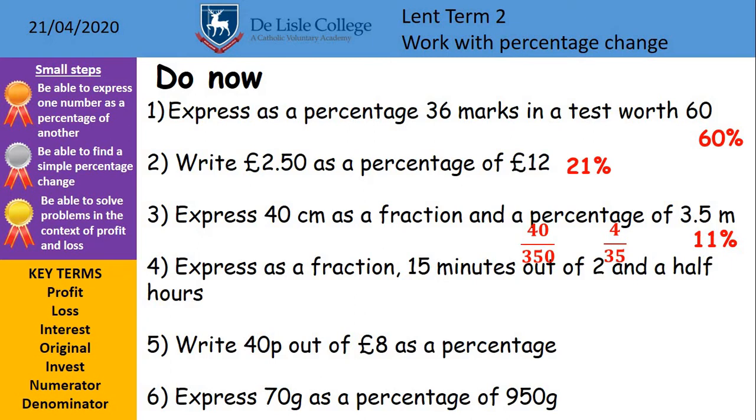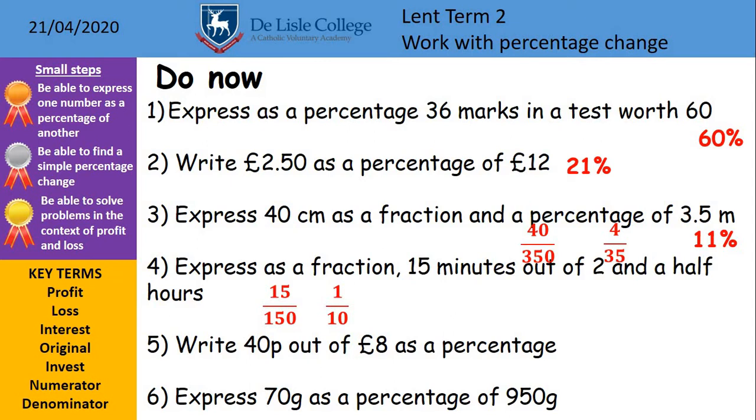Question 4, express as a fraction 15 minutes out of 2.5 hours. Again, you would need to get the units the same, so go for the smaller unit of minutes. This would be 15 out of 2.5 hours. Well, we know that 1 hour is 60 minutes, so 2 hours would be 120 minutes. Half an hour is 30, so this gives 120 plus 30 gives us 150 minutes. Now you can cancel this down to 1/10 by dividing by 15. Again, your calculator would do it for you.